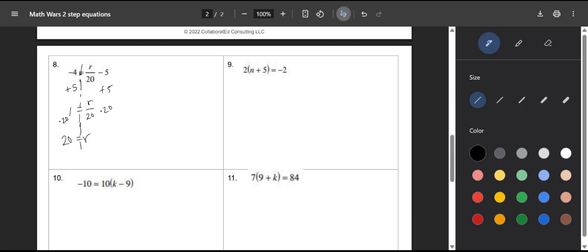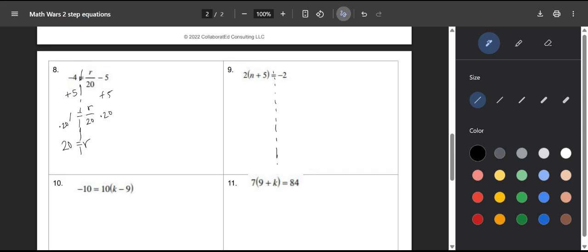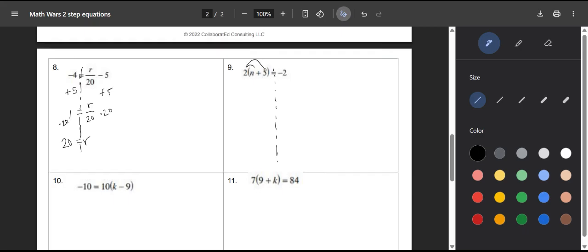Number 9 looks a little different than the previous ones because, again, we've got a grouping symbol happening. We've got parentheses, so there are 2 ways we can solve this. We can either go ahead and distribute. So I'm going to distribute my 2 to my n to get 2n and my 2 to my 5 to get 10. And then follow my regular steps, right? Subtract 10. And then divide by 2.